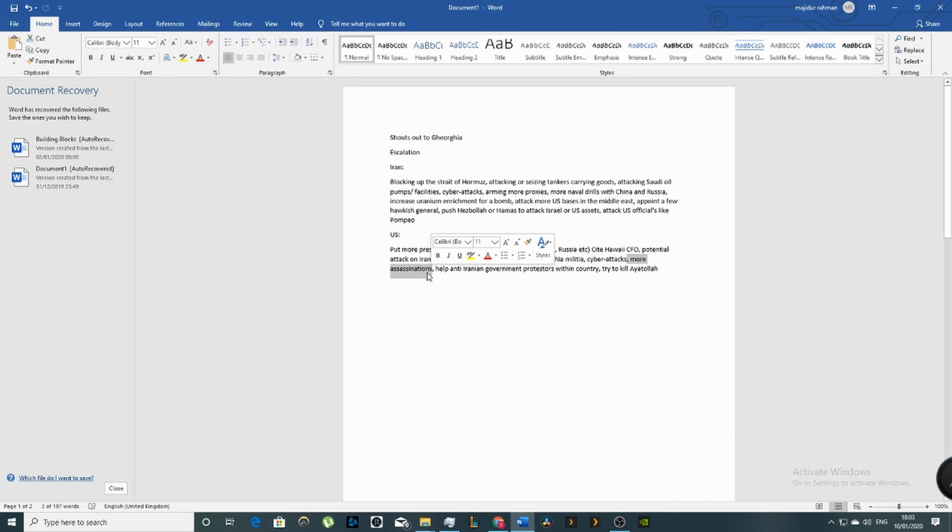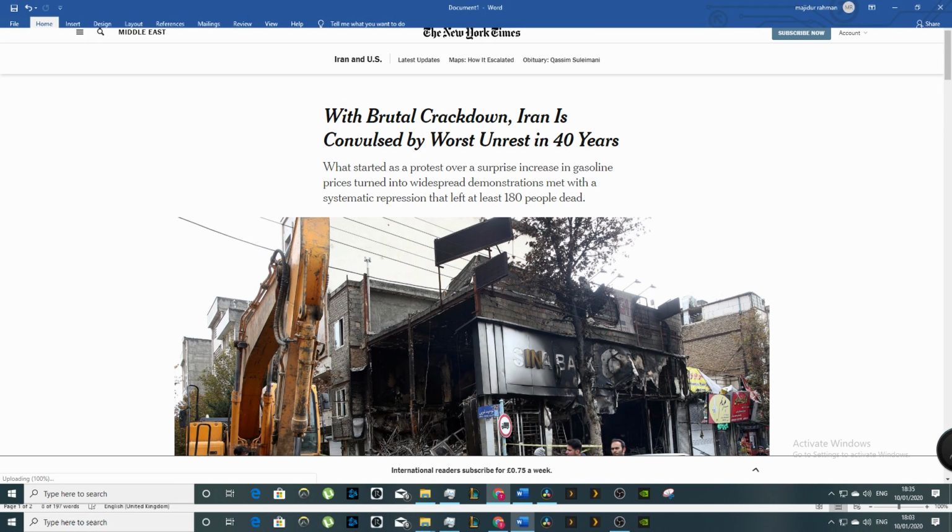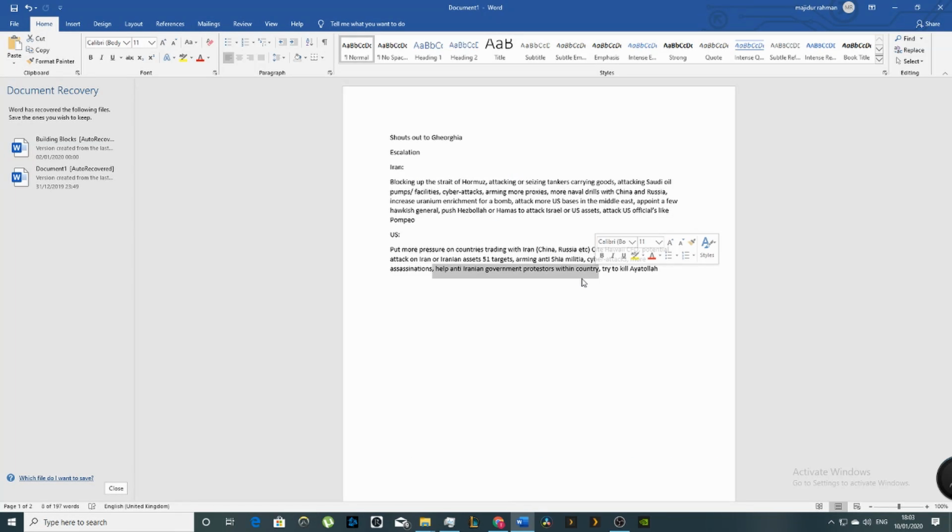They could help anti-Iranian protesters within the country. So Iran had massive, massive protests a few months ago over rising fuel prices. So that's a possibility, that the US could back these Iranian protesters. Maybe not with weapons necessarily, but with propaganda tools. Start talking about how viciously these protesters have been cracked down on and how the US has to do something for humanitarian reasons. So that's a possibility as well.